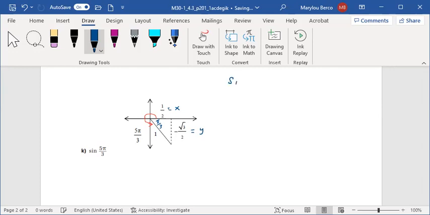So sine 5 pi over 3 equals opposite over hypotenuse, y over r, which is equal to negative root 3 over 2 all over 1, or negative root 3 over 2.